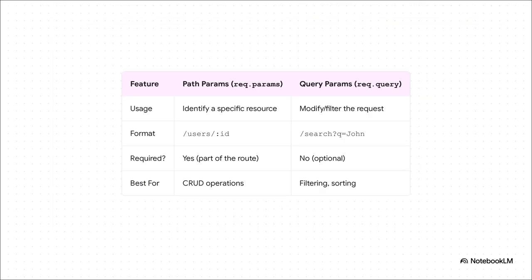So let's break this down. Look at the format. A path parameter is part of the main URL itself, like /users/123. That 123 has to be there. The request makes no sense without it. It's basically a street address. But a query parameter comes after a question mark, like in /search?q=John. It's optional, you could just go to /search, and it's used to add filters to your request.